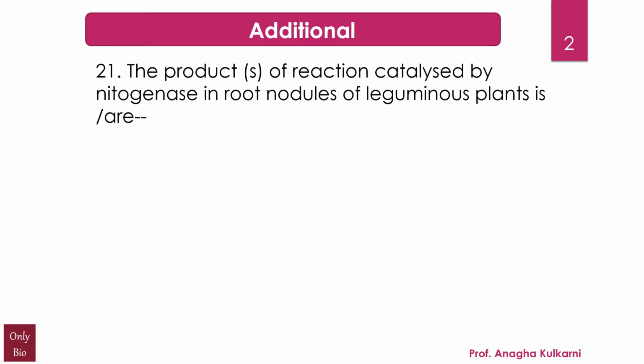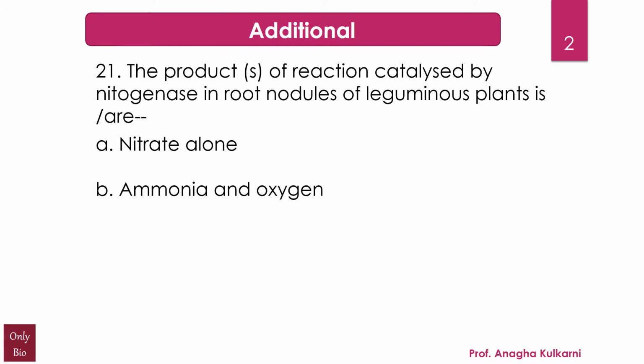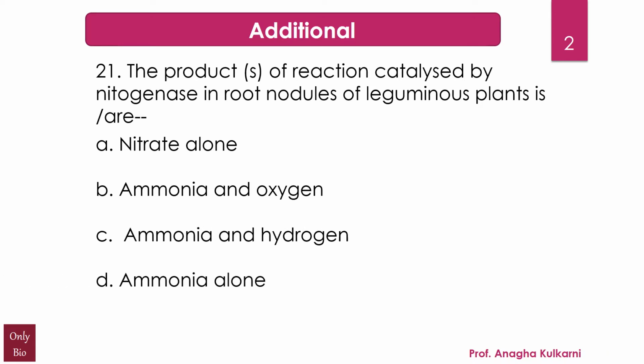The first question you can say is an additional question, and the question is: the product or products of reaction catalyzed by nitrogenase in the root nodules of leguminous plants is or are dash. A. Nitrate alone. B. Ammonia and oxygen. C. Ammonia and hydrogen. D. Ammonia alone. And the correct answer for this question is C.